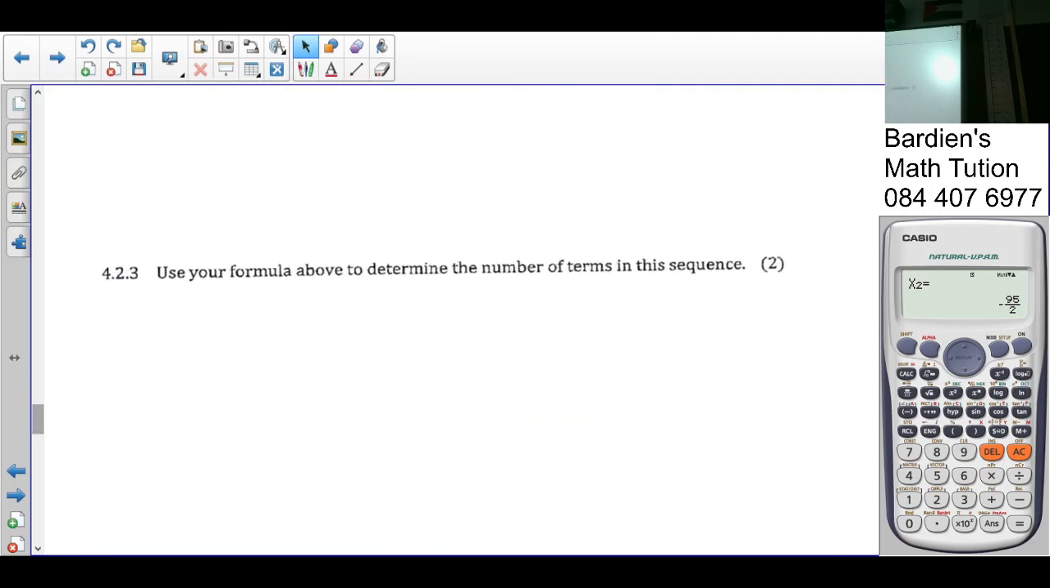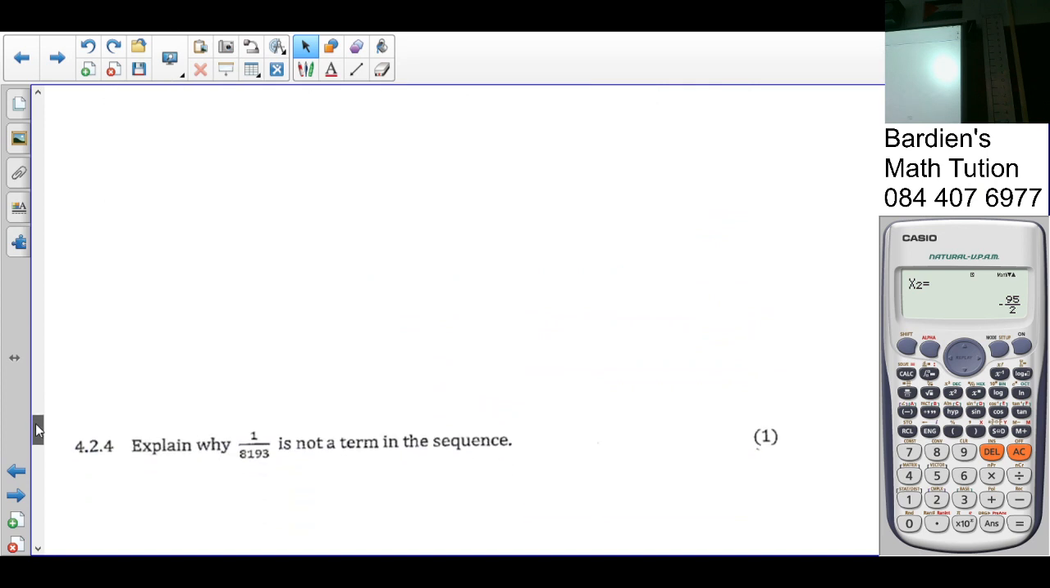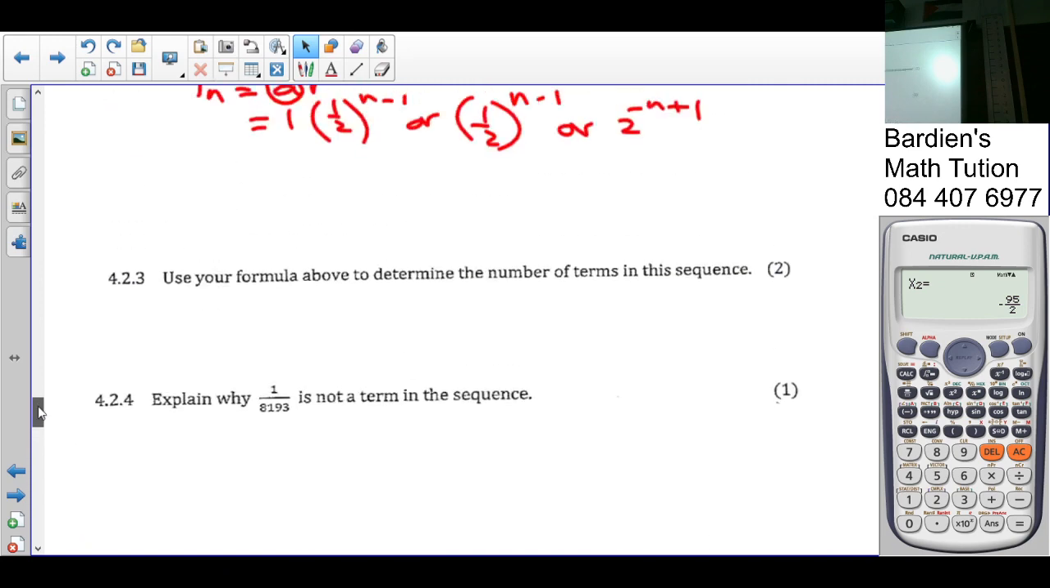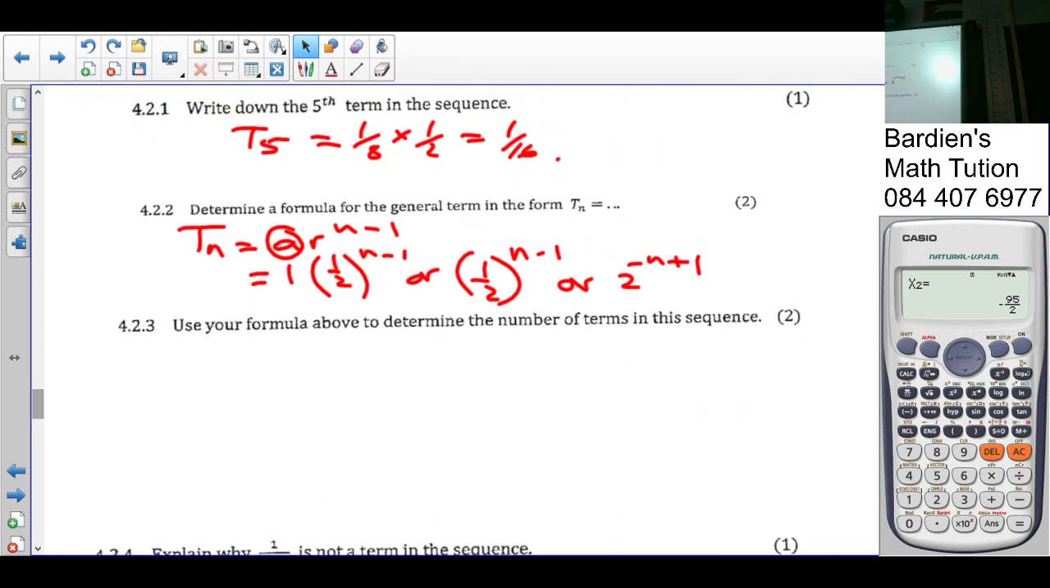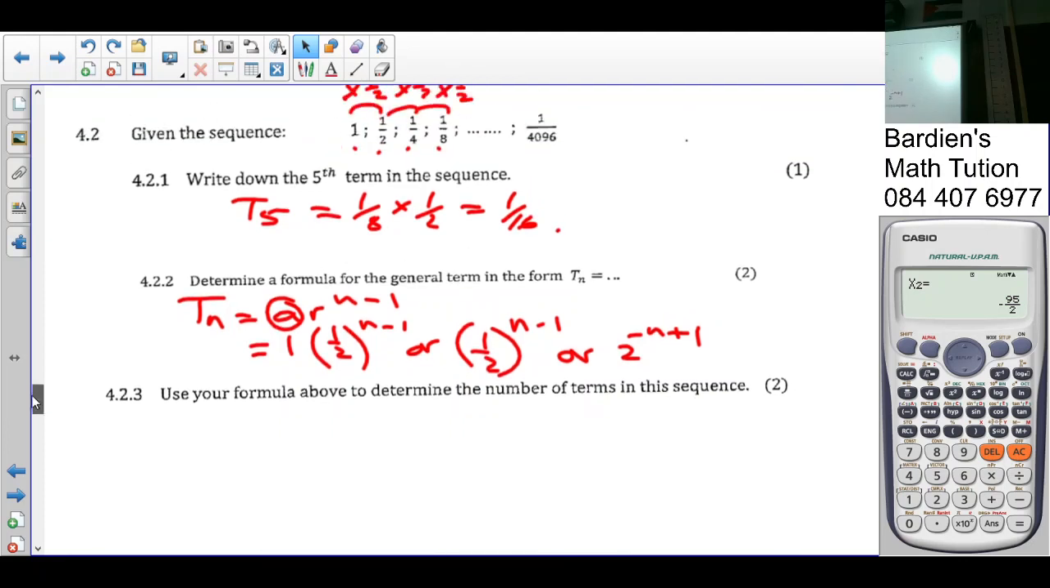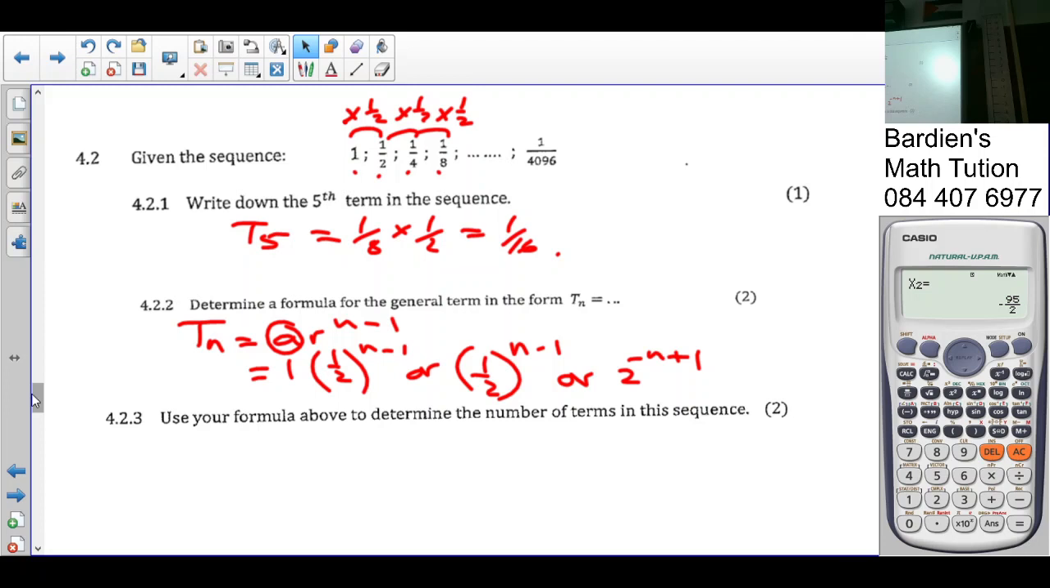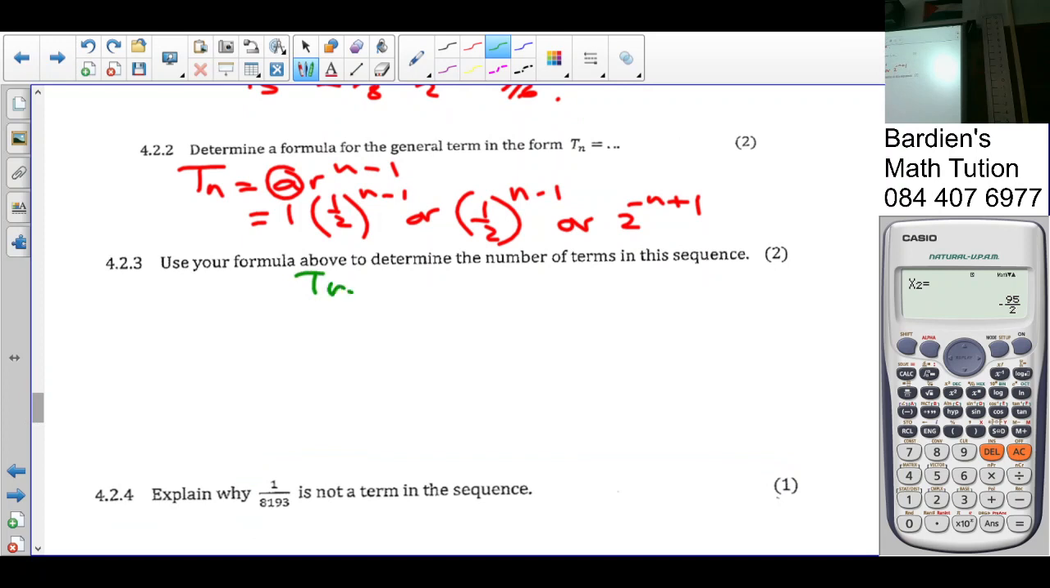Let's look at the next question. 4.2.3: Use your formula above to determine the number of terms in the sequence. Do we have the last term of the sequence? Yes. The last term of the sequence is 1 over 4096. So the nth term is 1 over 4096.